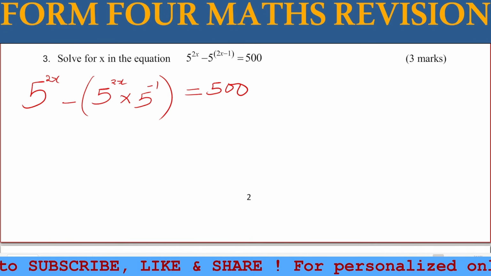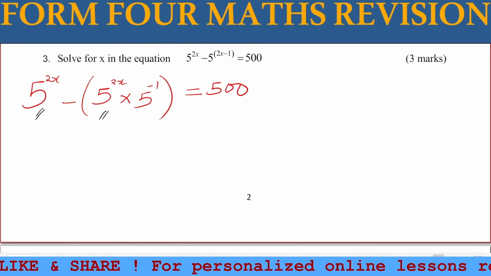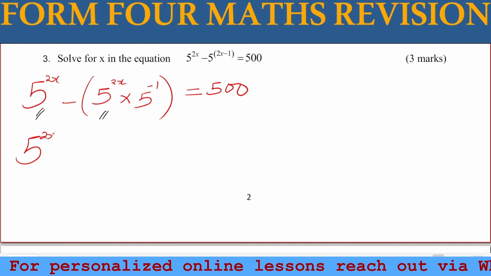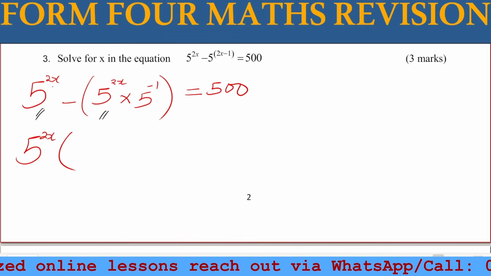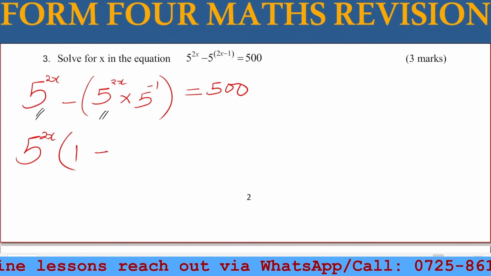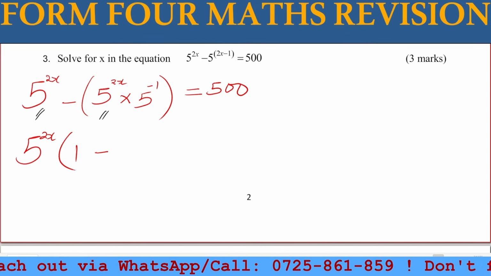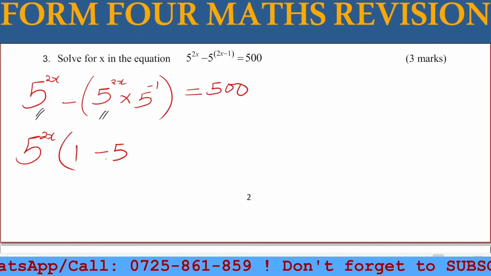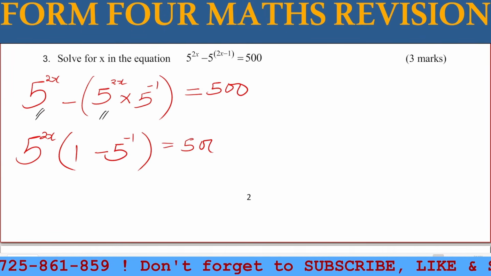Now look at these two. You'll find something common here. 5 to power 2x is common, so you factor out that 5 to power 2x. When you factor it out, for the first term you remain with 1. Then subtract. When you factor out 5 to power 2x from whatever is in the bracket, you remain with 5 to power negative 1, is equal to 500.